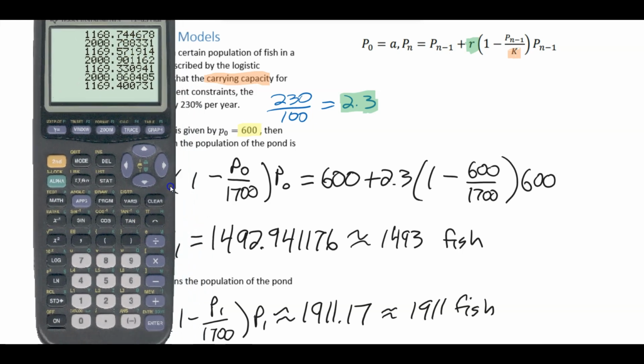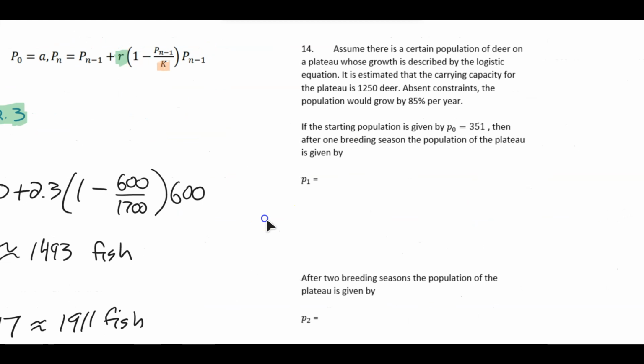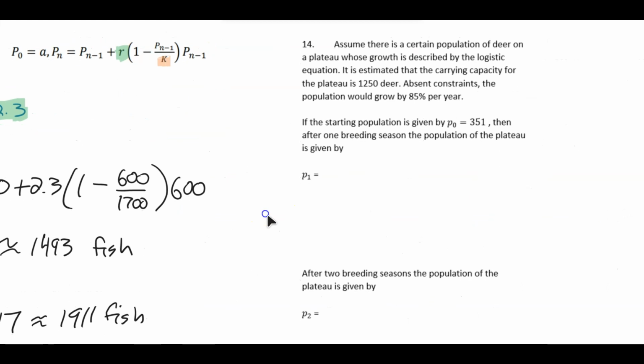I suggest you practice this, and now you have a chance. Go ahead and pause the video while you work on question number 14. You should get P sub 1 is approximately 565.57, and P2 is approximately 828.80. Watch for the rounding rules. If they don't have any, you can round to what you think is appropriate.